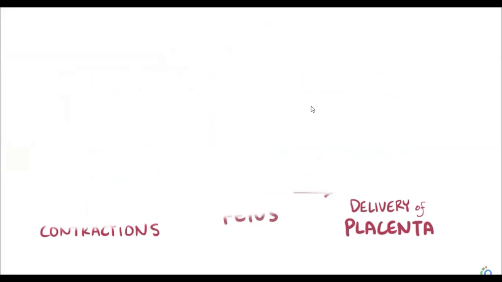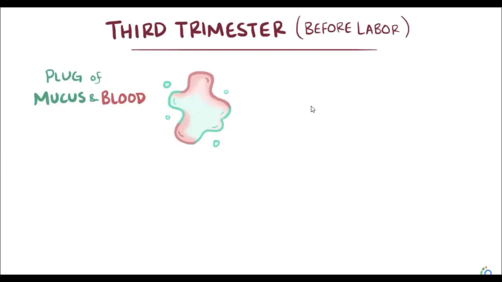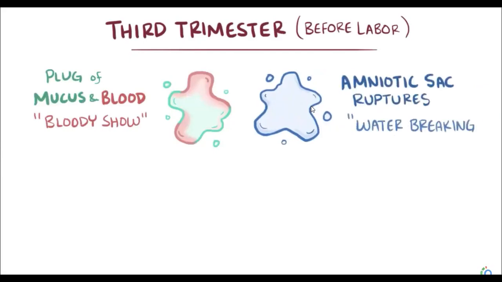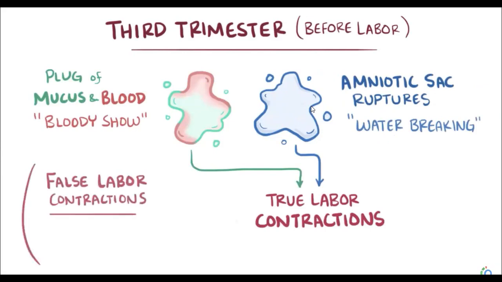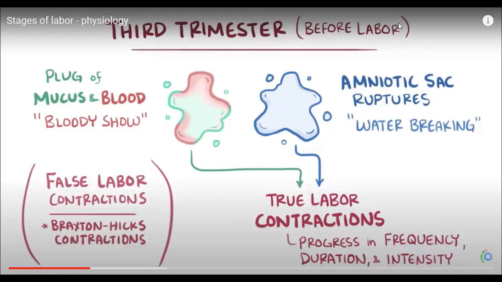In the third trimester, before labor starts, a woman might have a plug of mucus and blood fall out of the opening to the cervix, sometimes called the bloody show. Other times, the amniotic sac might rupture, sometimes called water breaking. Either of these can trigger the onset of labor and so-called true labor contractions. These have to be distinguished from the milder and ineffective false labor contractions, also called Braxton-Hicks contractions, or sometimes called practice contractions. Once they start, true labor contractions progress in frequency, duration, and intensity, and they can feel like waves that build up to a peak intensity and then gradually decrease.